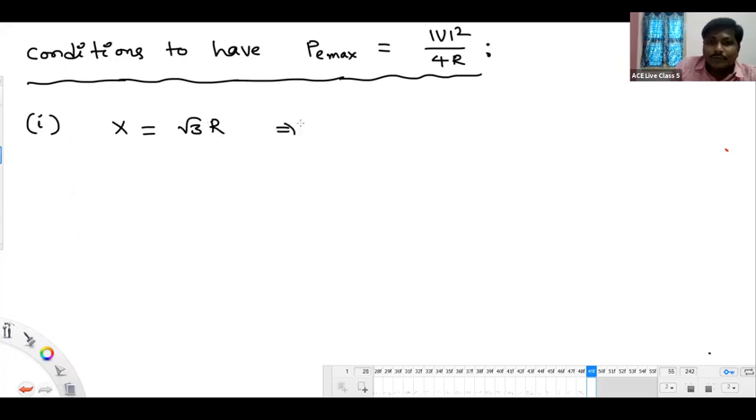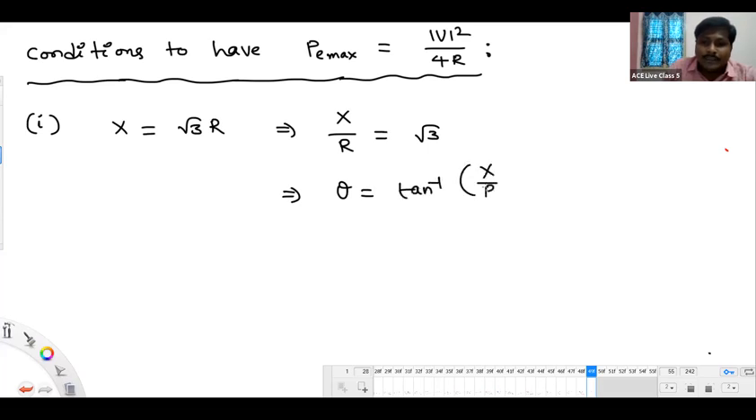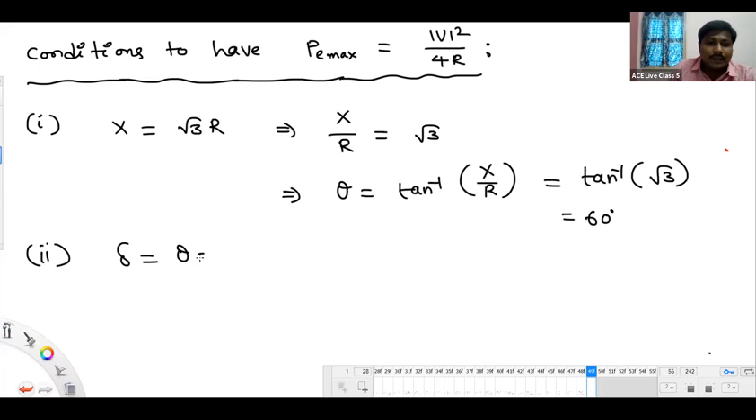By making that x equals to root 3r, what is x-y ratio of line? Root 3. And what is impedance angle of the transmission line network? Tan inverse of x by r, means tan inverse of root 3, that is 60 degree. After keeping theta equals to 60 degree as a second one, you simply go for delta equals to theta, that is equal to 60 degree. Then definitely we are going to get the maximum power, so-called mod v square by 4r.